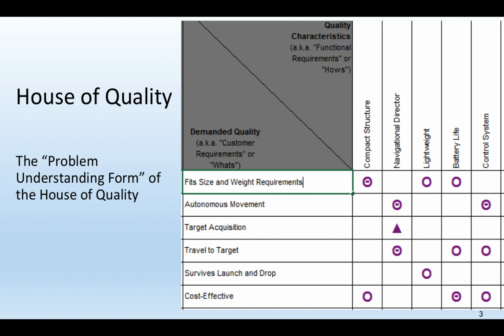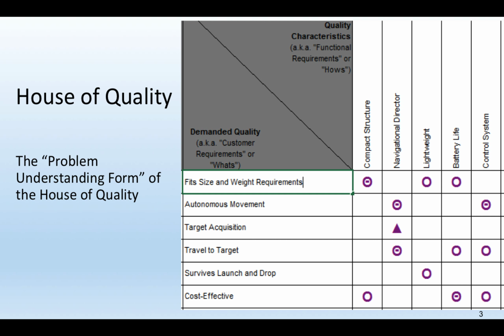So this is one of our primary design tools we use, and it's called the House of Quality. Now this isn't the whole House of Quality, this is just the problem understanding form of the House of Quality, which some would argue is the most important part. On the left side, there are customer requirements that we have come up with, and on the top of it are engineering requirements. Now this isn't a full House of Quality, we cut it short for presentation's sake, but these are a few of the most important parts.